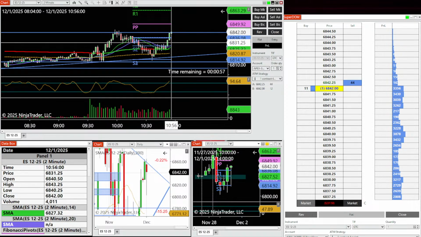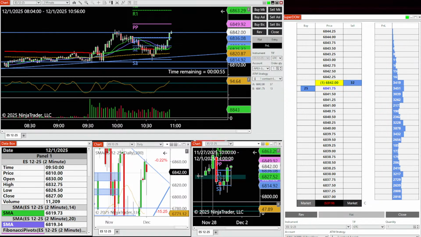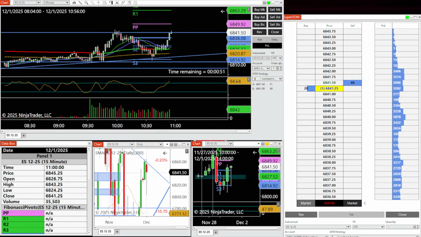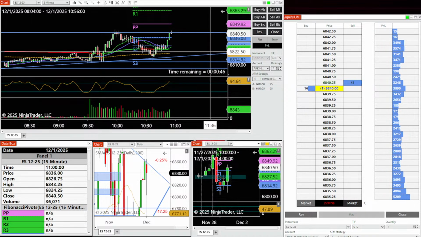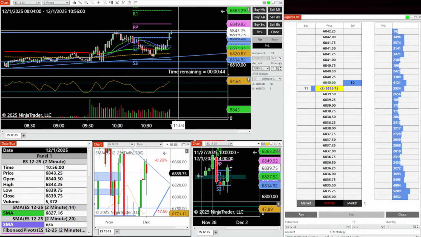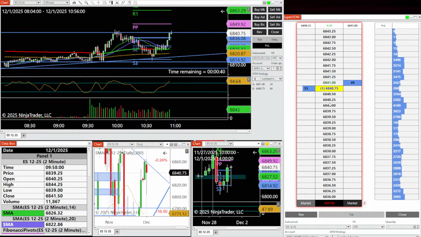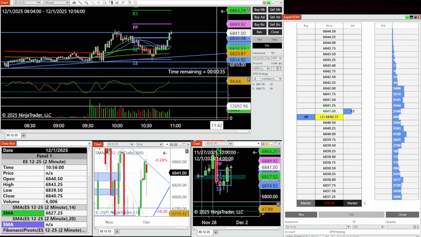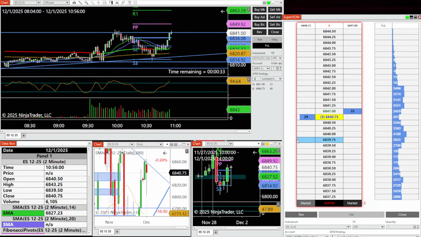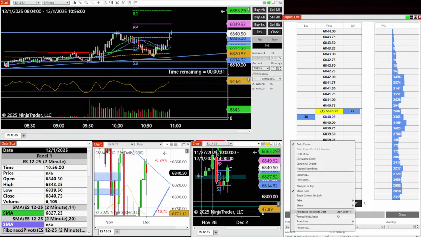Another 15-minute bar opens up in 5 minutes. I wonder if it's going to do a 1-2 punch. Do we get a break of this high? You know what? That's what I have to do. I gotta load the template because there's some stuff on here that I don't have.